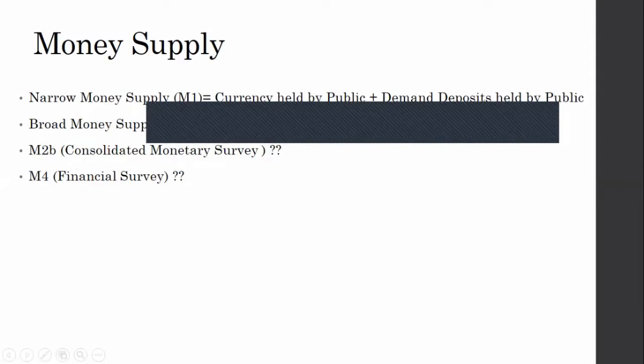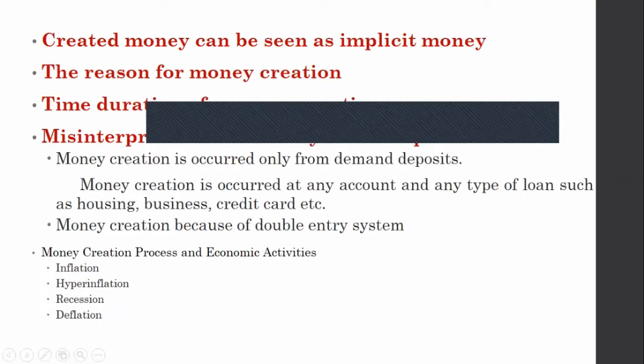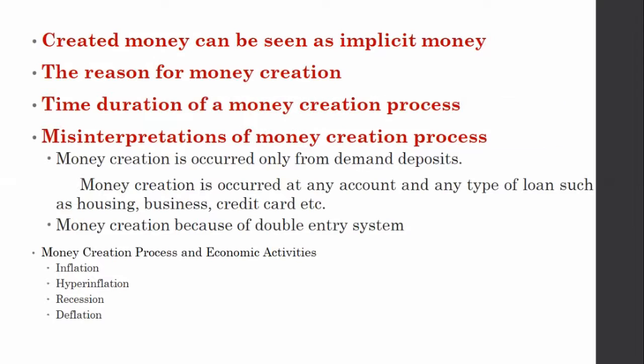So I suppose now you are okay with the money creation process. Now money supply, I described already. You have to find M2B and M4 calculations, okay? Now we say this created money can be seen as implicit money. What is implicit money? Not actual money, but implicit money. That means this money exists as electronic means and accounts, right?